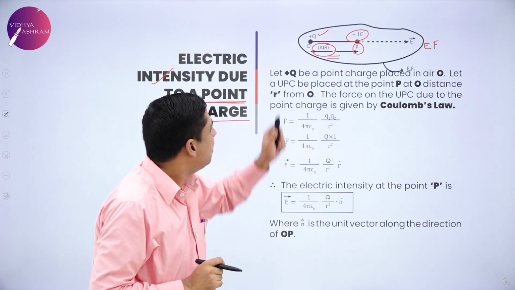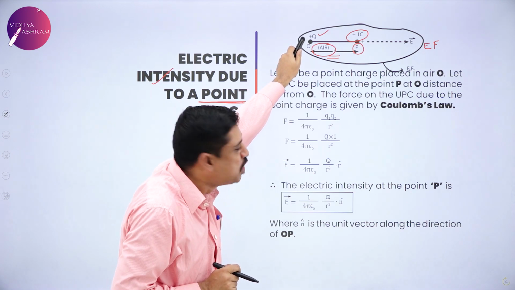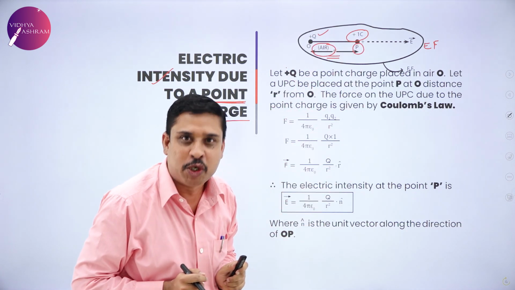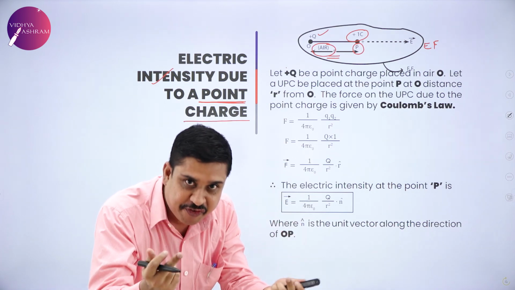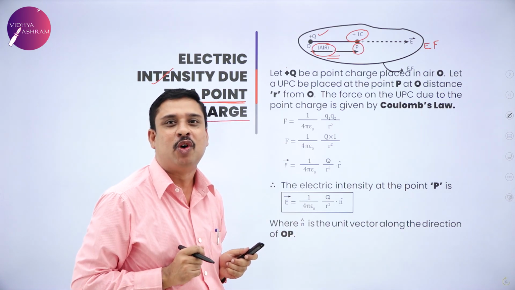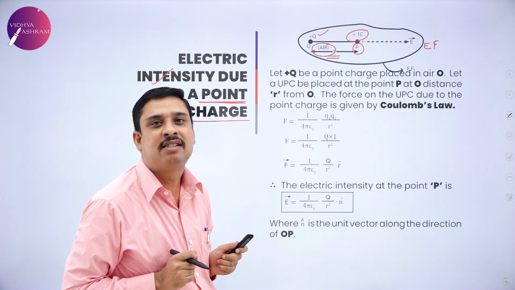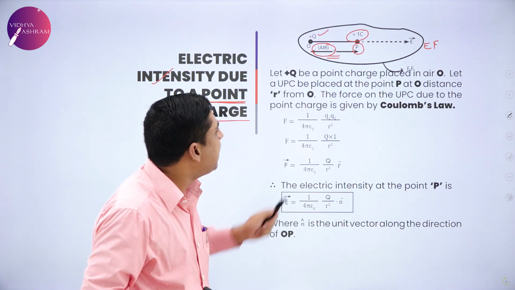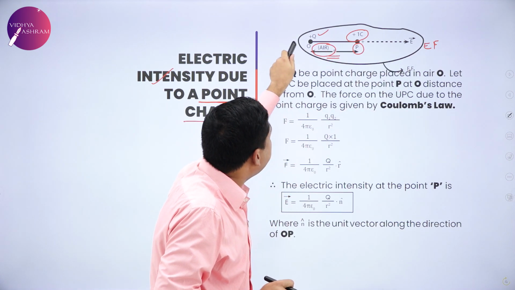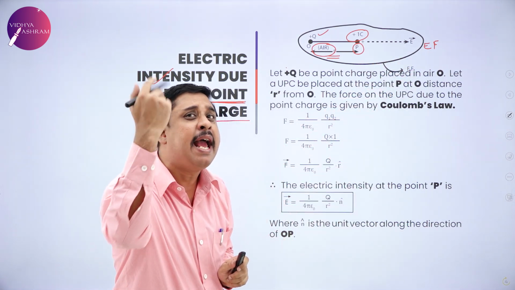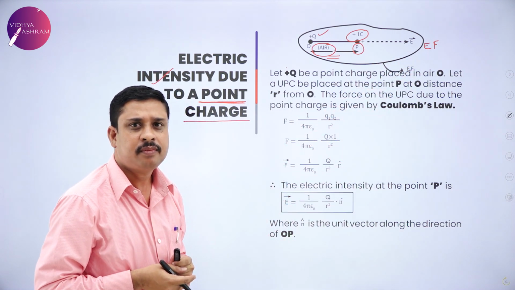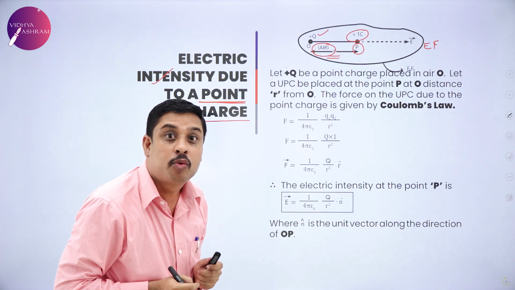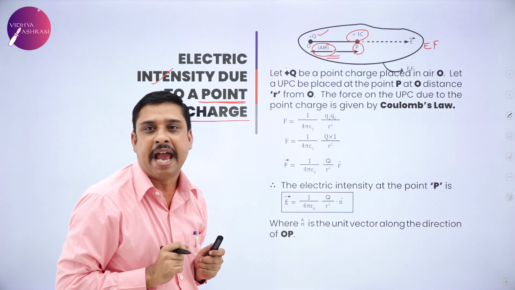I repeat, my point charge plus Q will exert some force on the UPC within the field, and that force is what we call the electric intensity vector. And I say it is acting along OP. How did I assign this direction? Very important, know this, students. Especially while working out problems, you require these directions.